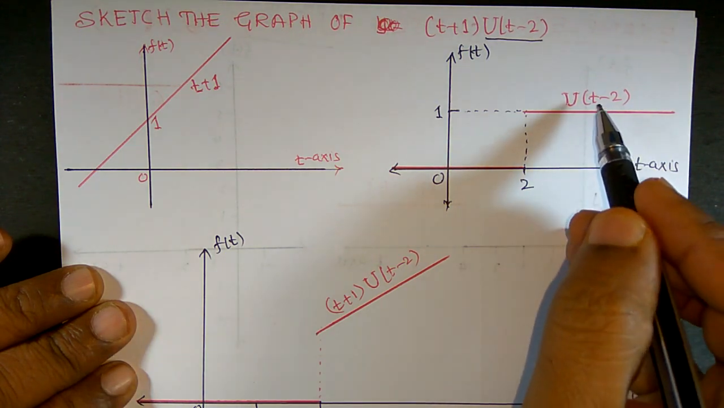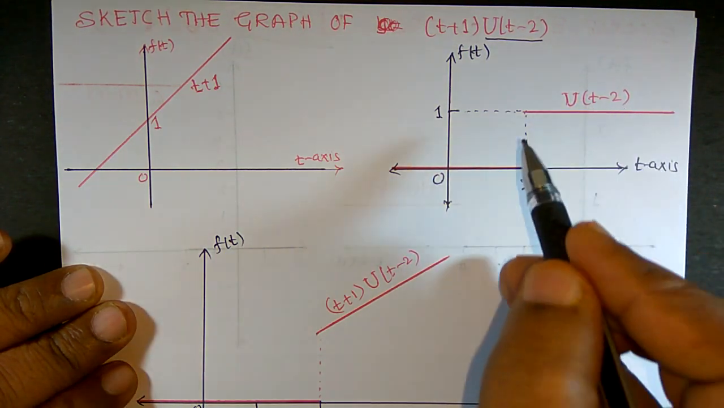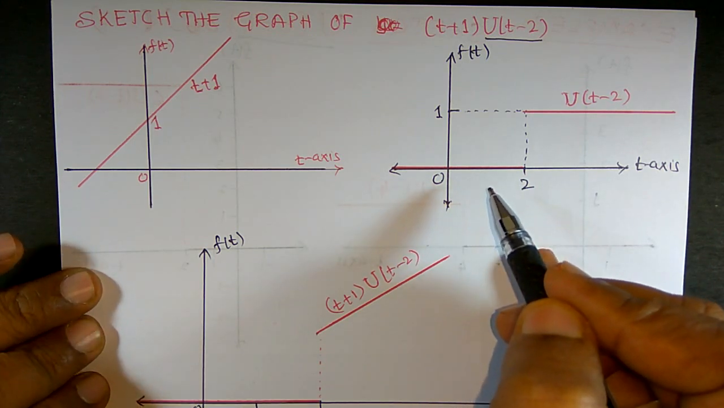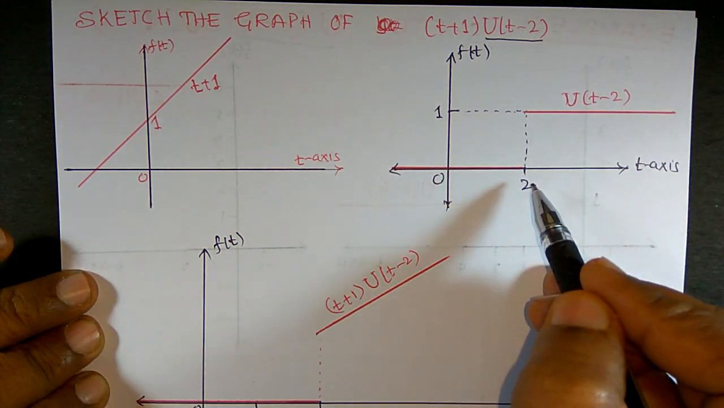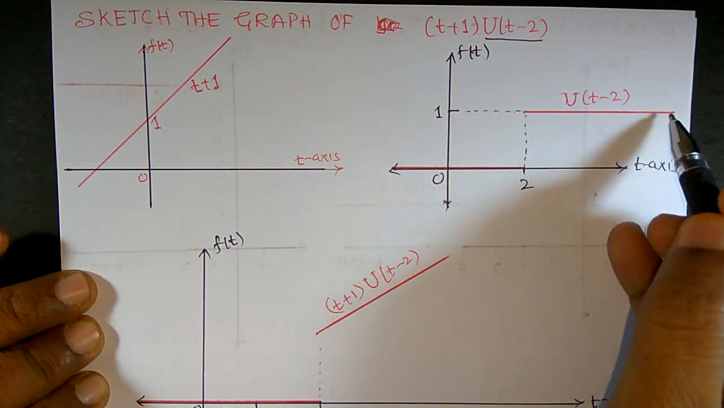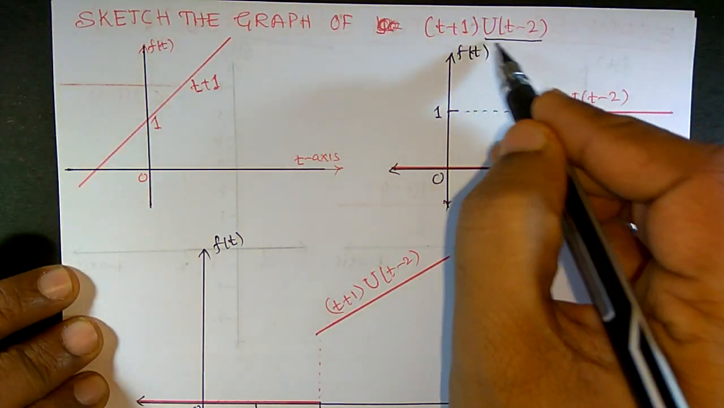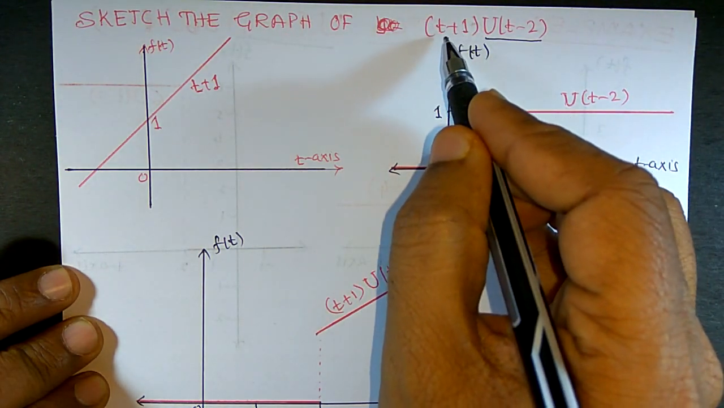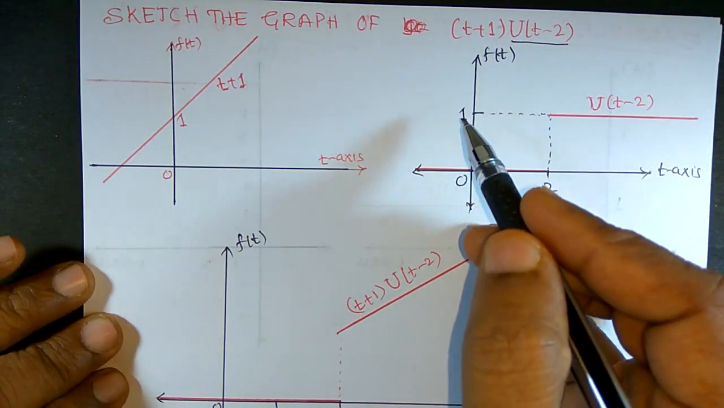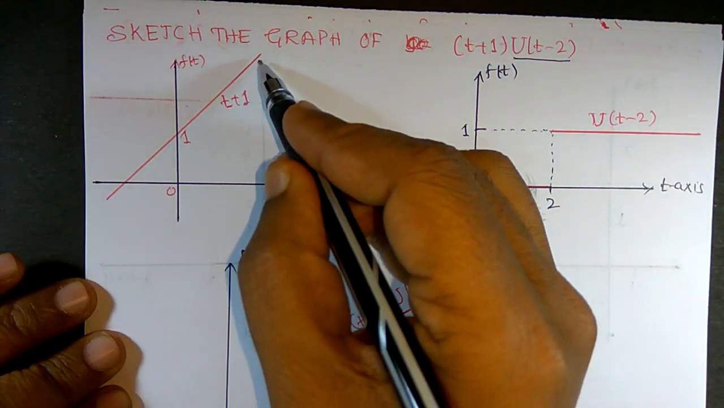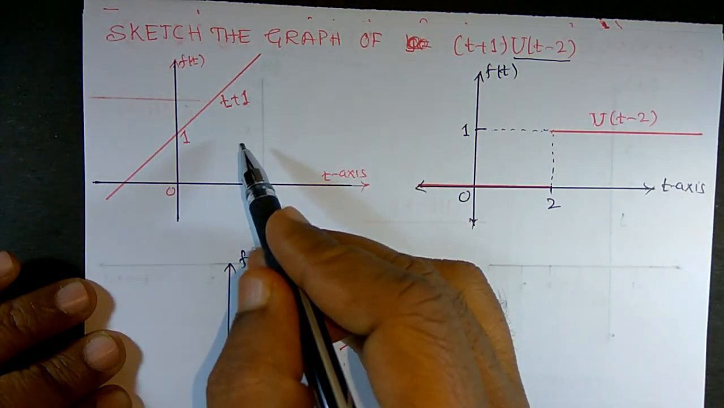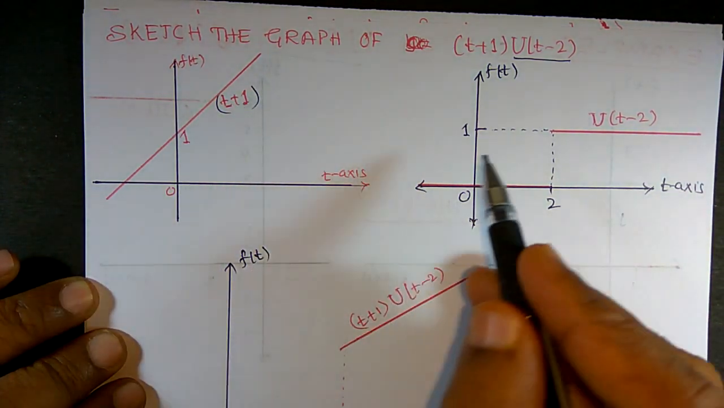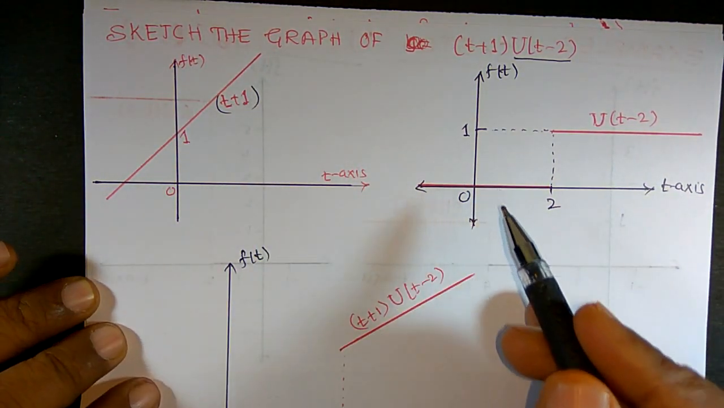I want to repeat once again: when t is strictly less than 2, the curve is cut off, or we can say that it vanishes, right? So when t is greater than or equal to 2, you will get a curve like this. So that is the meaning of u of t minus 2. Okay, now I want to draw the graph of t plus 1. So you will get a straight line like this, a red straight line. This is the graph of t plus 1. And what is the resultant graph?